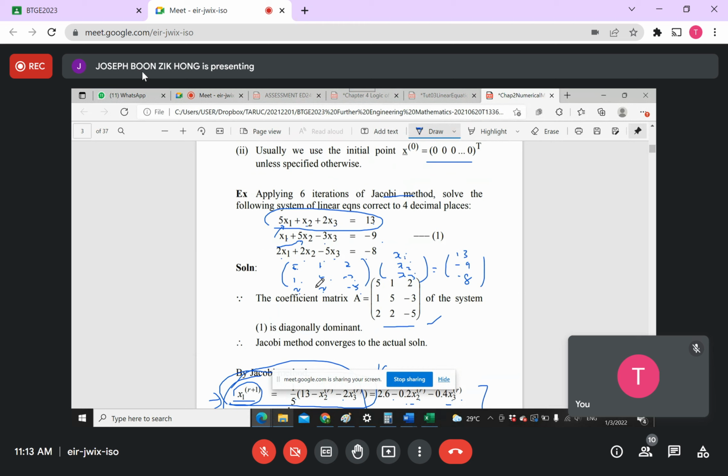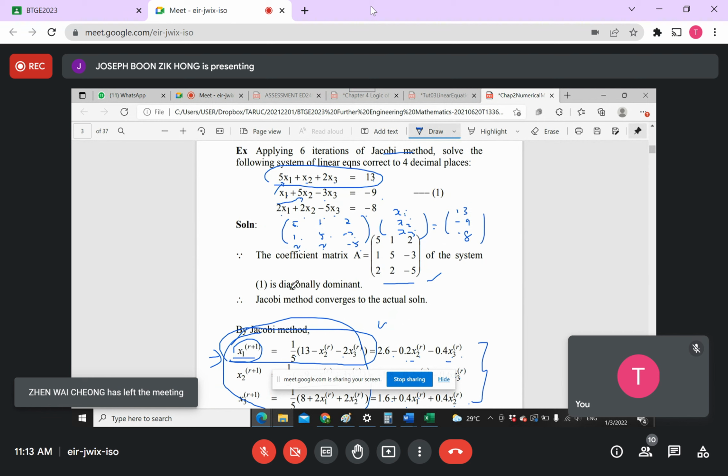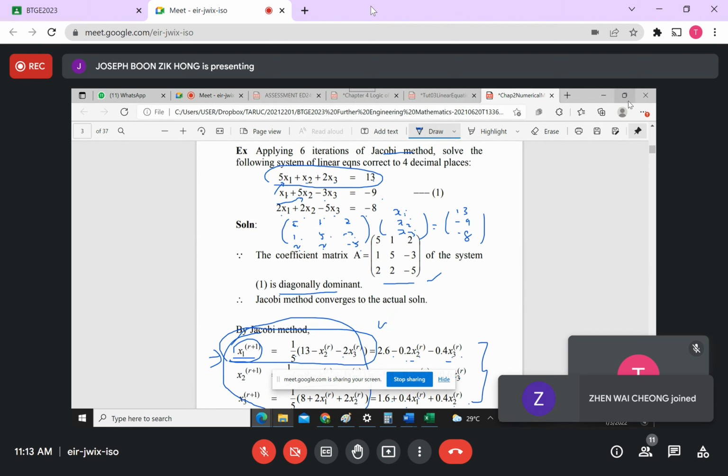So both methods are used to solve linear equations. This one we call a system of linear equations. The difference between Jacobi and Gauss-Seidel: for both, you have to make sure it's diagonal dominant.